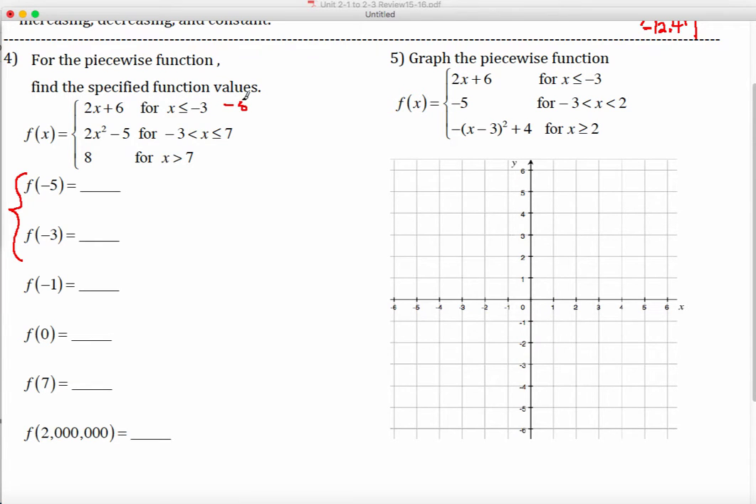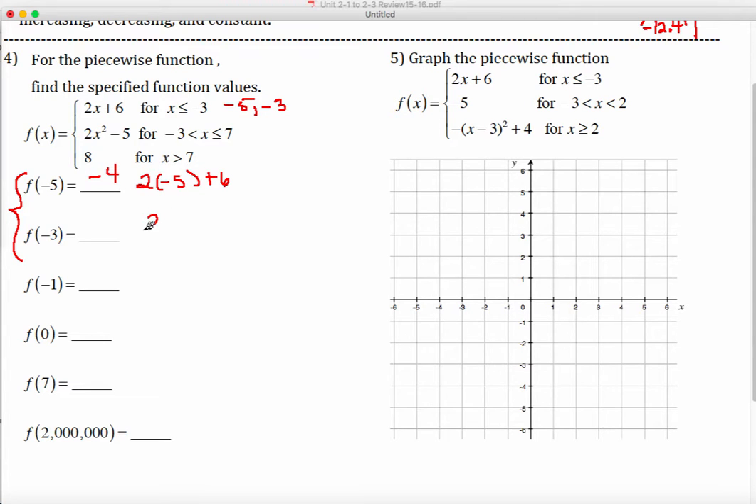Negative 5 is definitely less than negative 3, and negative 3 is less than or equal to negative 3. And then I'll go ahead and use that equation. So I'm going to do 2 times negative 5 plus 6. 2 times negative 5 is negative 10, plus 6 is negative 4.